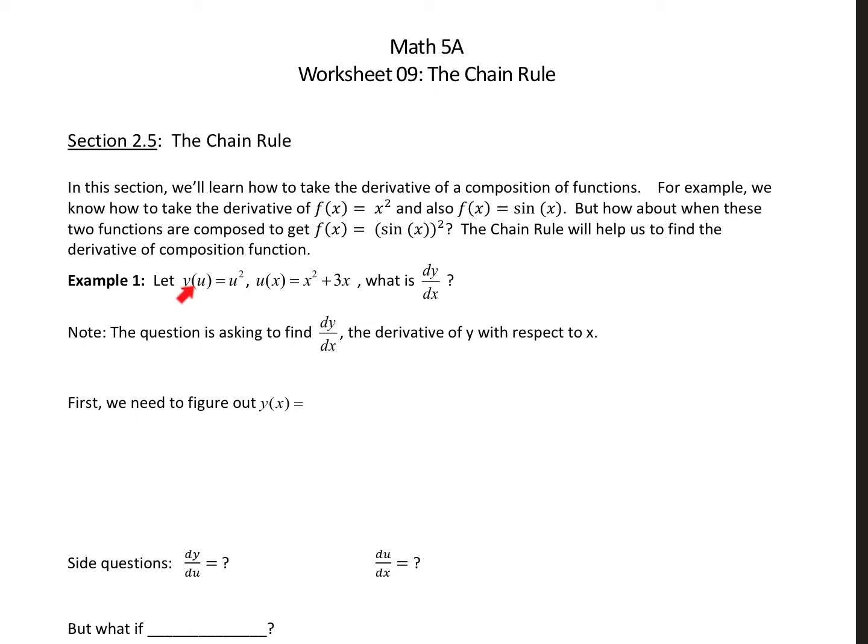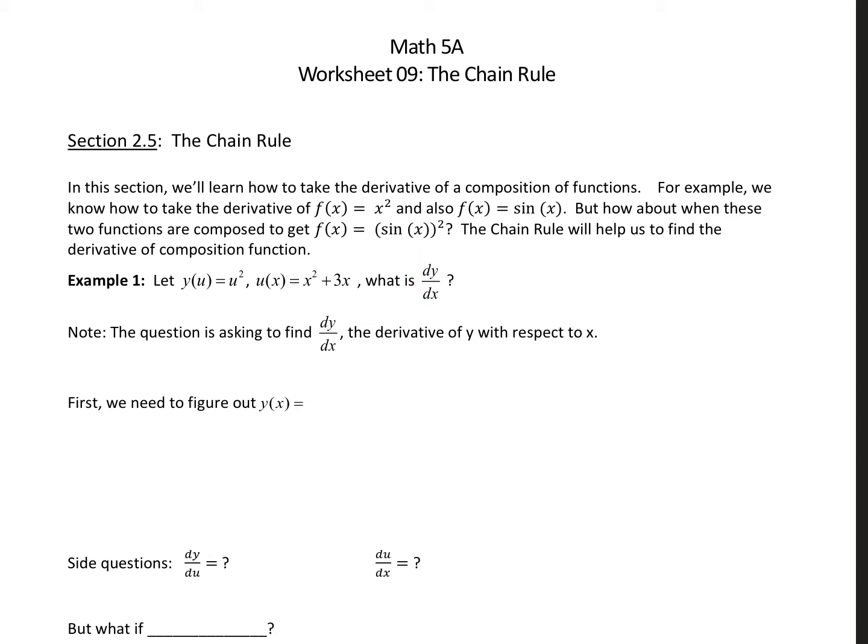So first, y of u. Now it's not y of x; usually we have x, but here we have u. But what's u? u is in terms of x. u is actually x squared plus 3x, right? So you're plugging x squared plus 3x into the square function. Here I want to find dy dx.